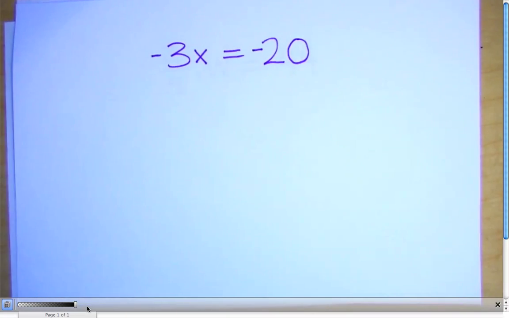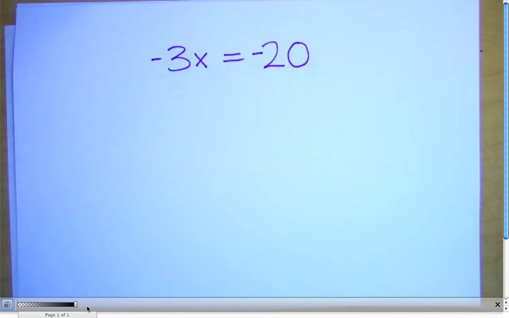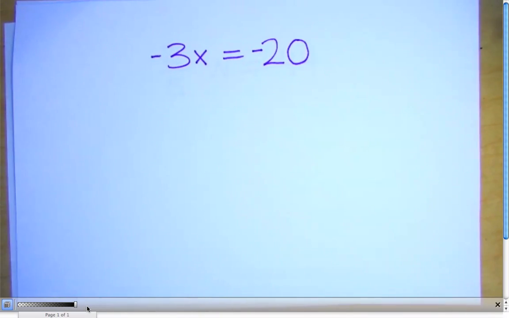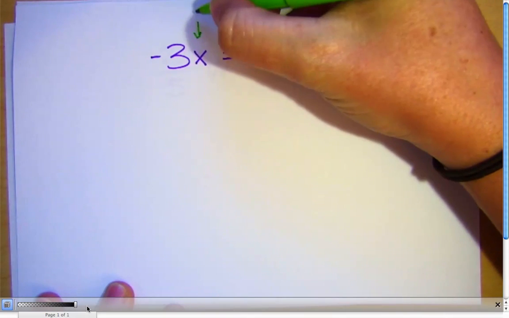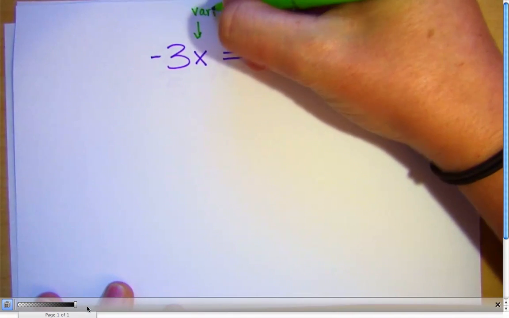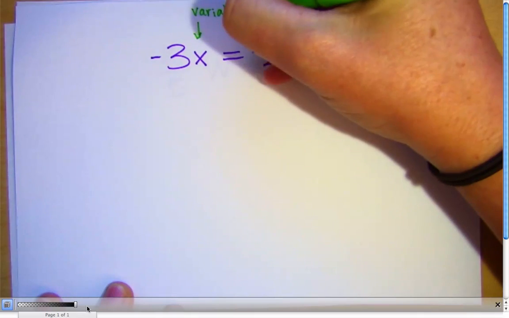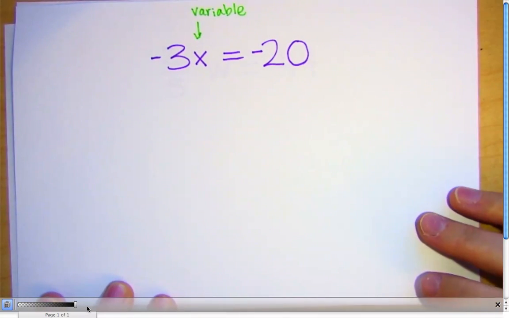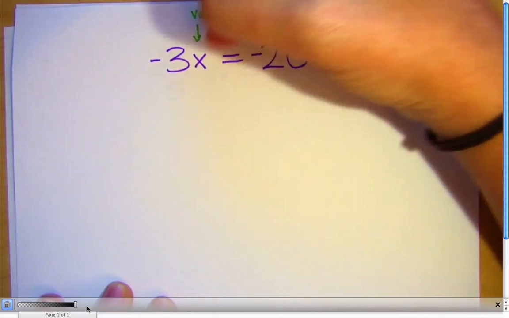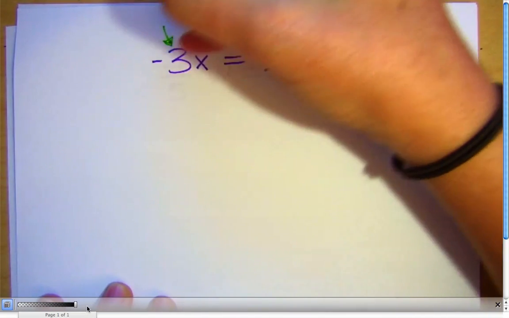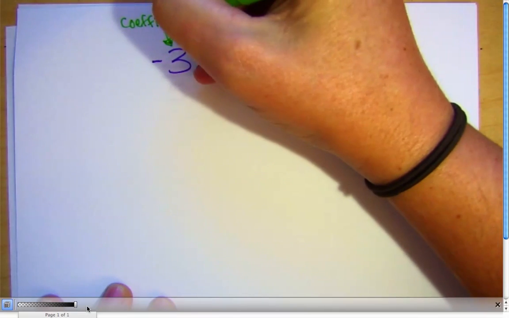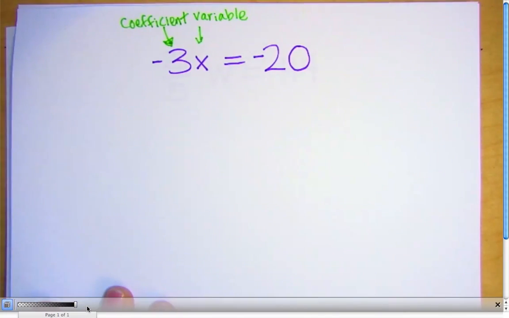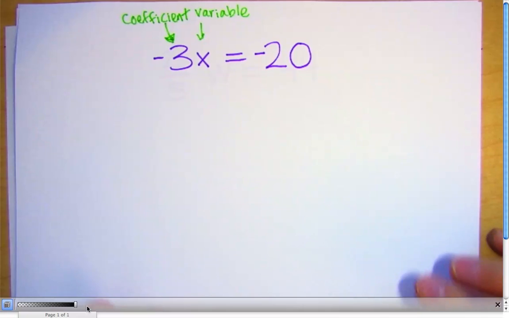All right, we're going to look at how to solve a one-step equation when there's multiplying or dividing. So first, a little bit of vocabulary. x is called our variable. A variable is just a letter or symbol that stands for a number we don't know currently. And anytime you have a number in front of the variable, it's called a coefficient. Good word to know, coefficient. In this case, our coefficient is -3.